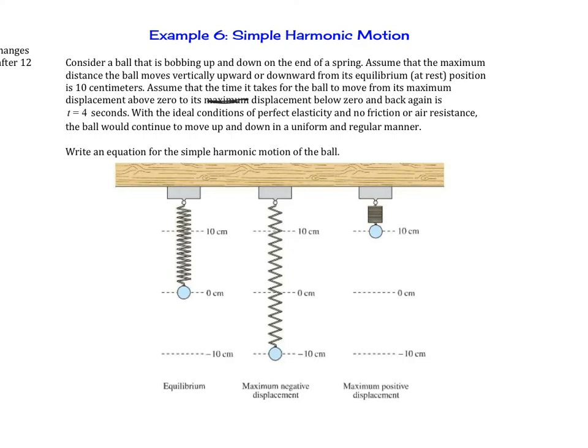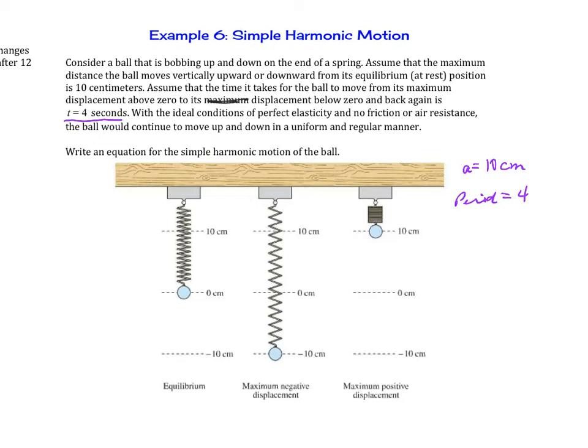And so what we want to do is take a look at our amplitude. We know our amplitude is 10 centimeters. Then we want to know the period. It says 4 seconds is when it starts and then ends again. So we know period equals 4.